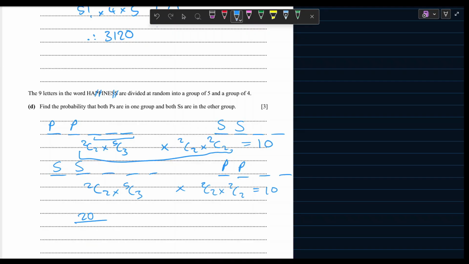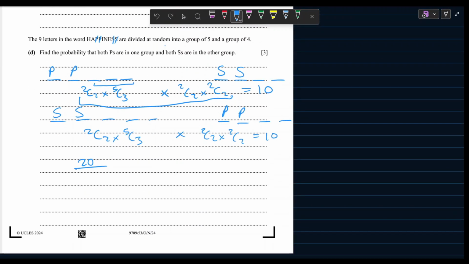Now, assuming there are no restrictions, how can we pick a group of 5 followed by a group of 4? So it's going to be 9 letters, choose 5, followed by only 4 letters will remain, so it's going to be 4 choose 4. All right, so what is our denominator going to be? It's 9 choose 5 times 4 choose 4, which is 1. So essentially this is 20 over 126, which is 10 over 63. And this will be our final answer.